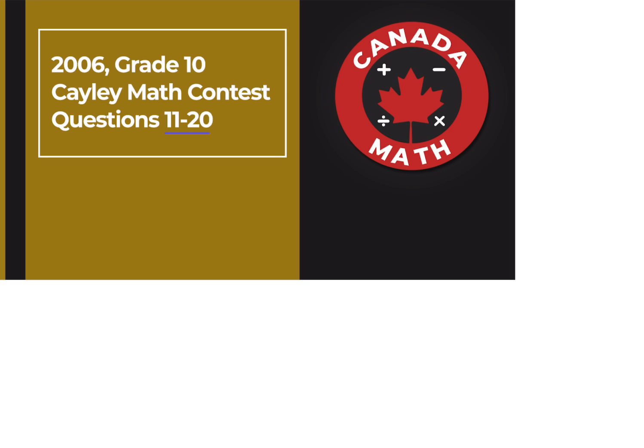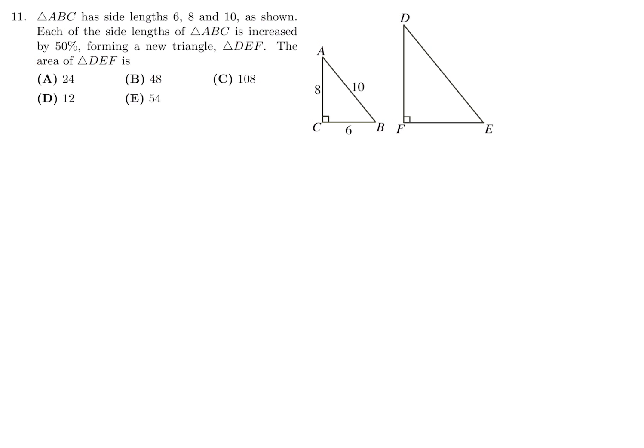Questions 11 through 20 on the 2006 Grade 10 Cayley Math Contest. Triangle ABC has side lengths 6, 8, and 10 as shown. Each of the side lengths of triangle ABC is increased by 50%, forming a new triangle DEF. The area of DEF is.